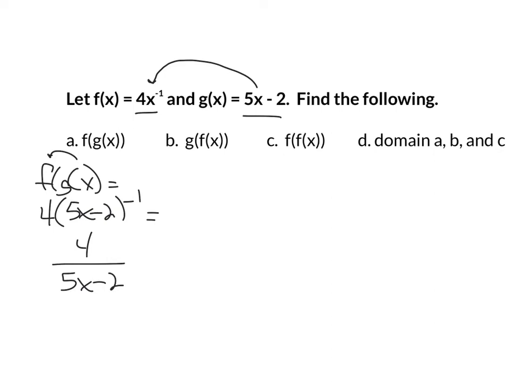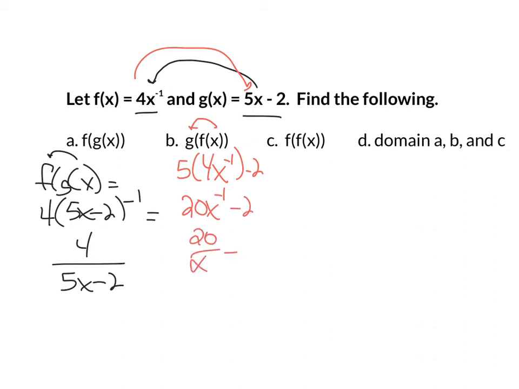Okay, look at the second part here. Let me change colors. The second part says g of f of x, which means I'm going to take f of x and plug it into function g, where the x is. So it's going to look like 5 times 4x to the negative 1, minus 2. If you multiply that out, you're going to get 20x to the negative 1 minus 2. Remember, the negative exponent flips things, so you get 20 over x minus 2. And that's the second one.